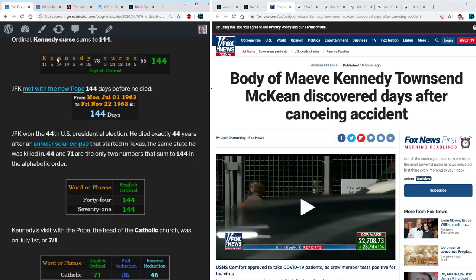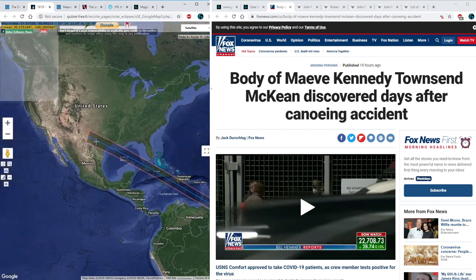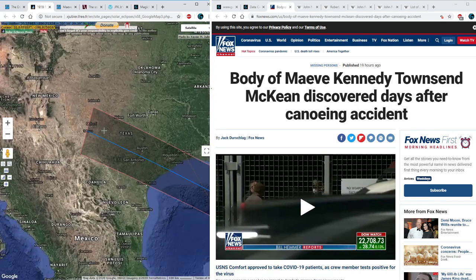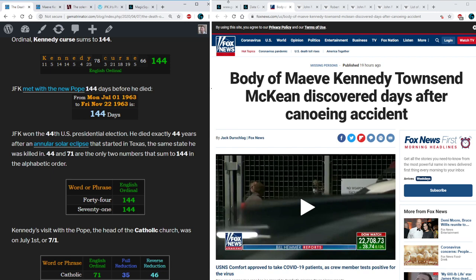This is linked in my post, actually. I'll have to bring this up. But notice how this annular solar eclipse was on the date November 22nd in 1919, exactly 44 years to the day before the assassination of JFK. And notice how this eclipse began in the state of Texas, the same state in which JFK was assassinated.